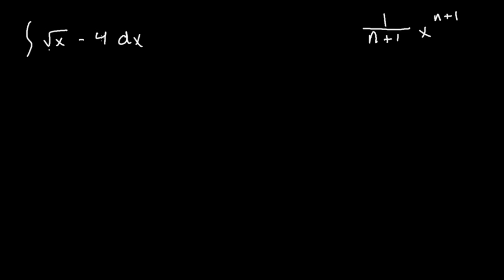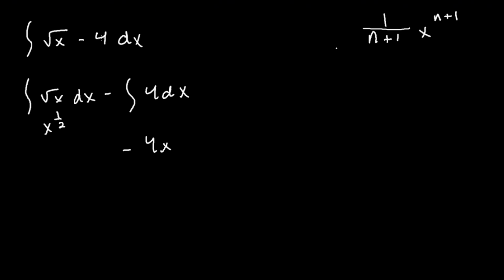Let's go ahead and find the indefinite integral of the square root of x minus 4. So what we can do, again, we can separate the terms into separate integrals. And we already know the integral of some constant. This is just 4x. Okay? But x to the power of 1/2, or x square root, is a little more tricky.